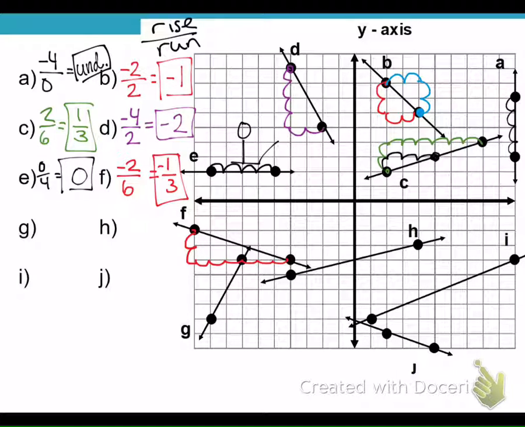All right, G, I'm going to start on the far left point. I'm going to rise first. How many am I rising? 4. 1, 2, 3, 4. Good. How many am I running? 2. 1, 2. Good. So 2 over 1, or just 2, is my solution.